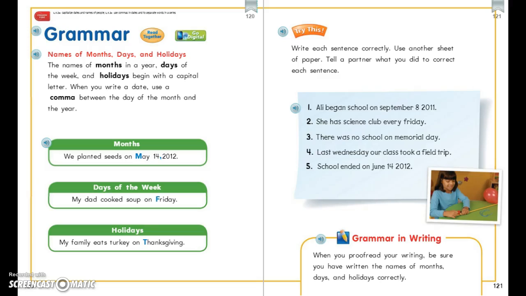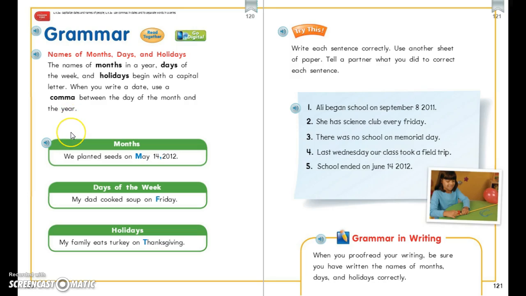Please turn in your student book to pages 120 and 121 as you see on your screen. For grammar today, we're going to talk about the names of months, days, and holidays and what we have learned this week. The names of months in a year, days of the week, and holidays begin with a capital letter. When you write a date, use a comma between the day of the month and the year.